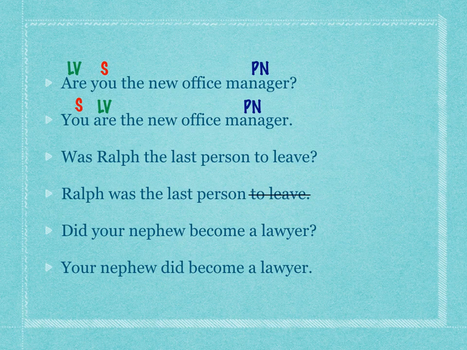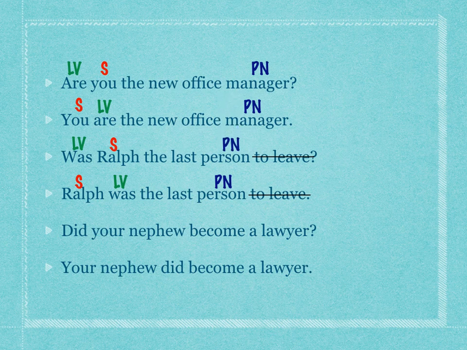Was Ralph the last person to leave? Ralph was the last person to leave. To leave is a phrase we can ignore, just cross that out. Ralph is our subject, was is the linking verb, and person is our predicate nominative. So in the question above it, we cross out to leave, Ralph is the subject, was is the linking verb, and person is our predicate nominative.